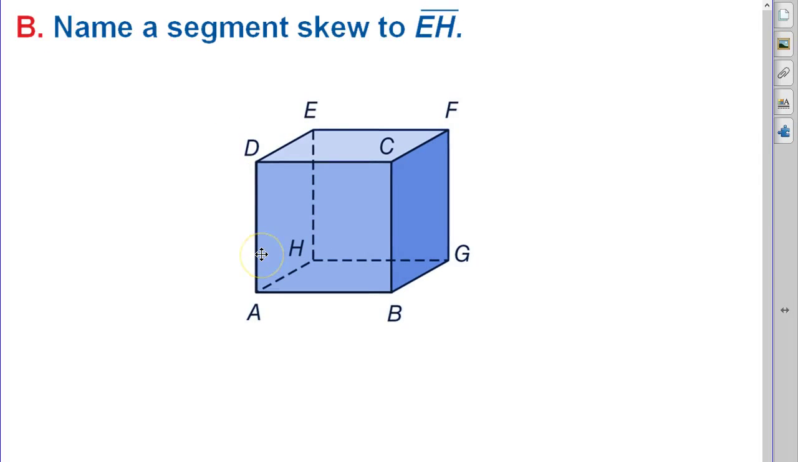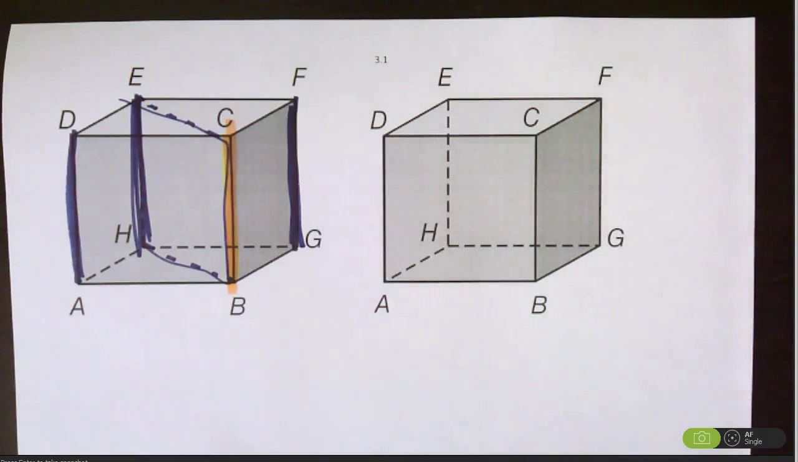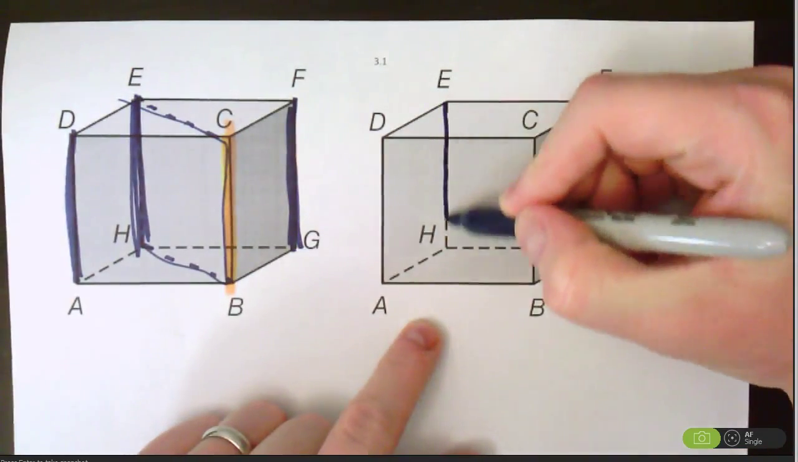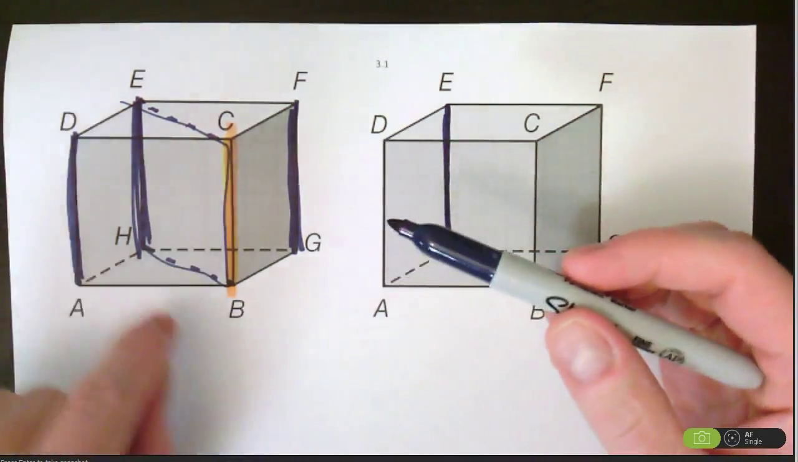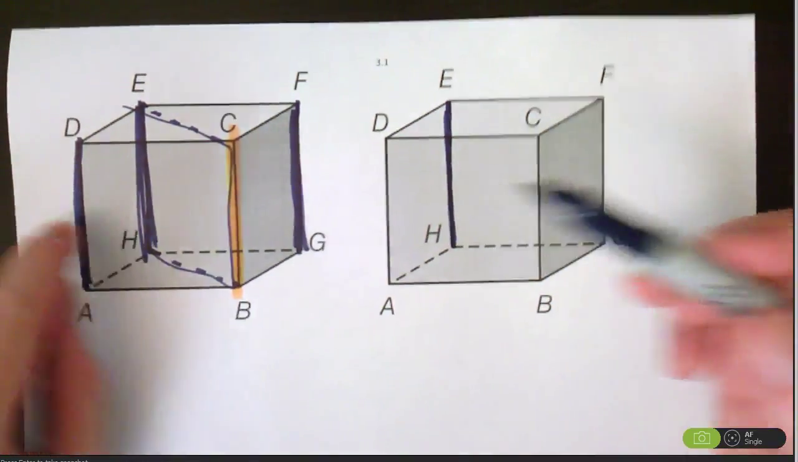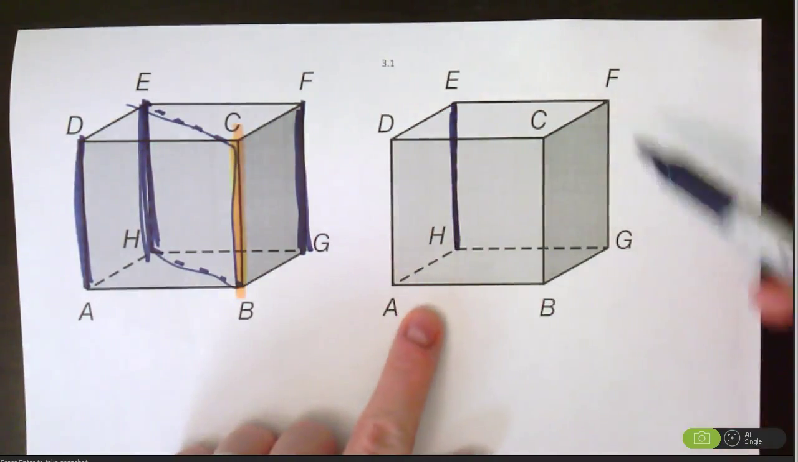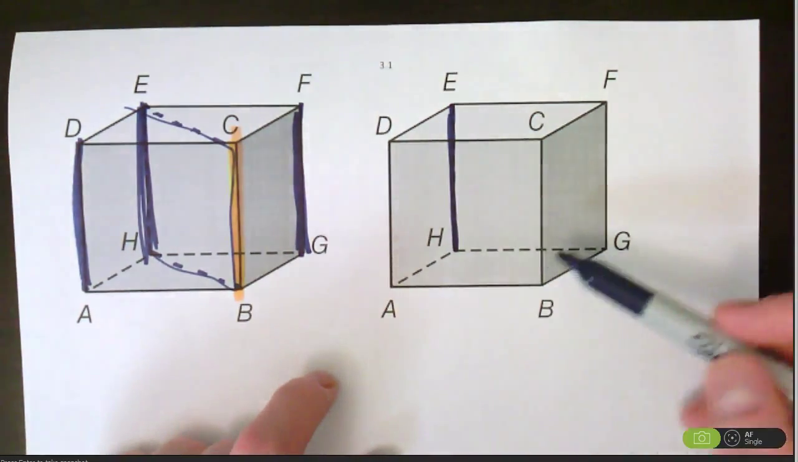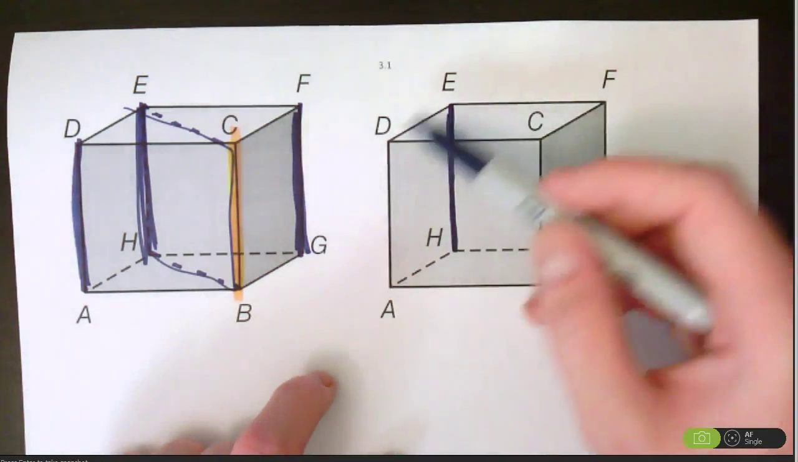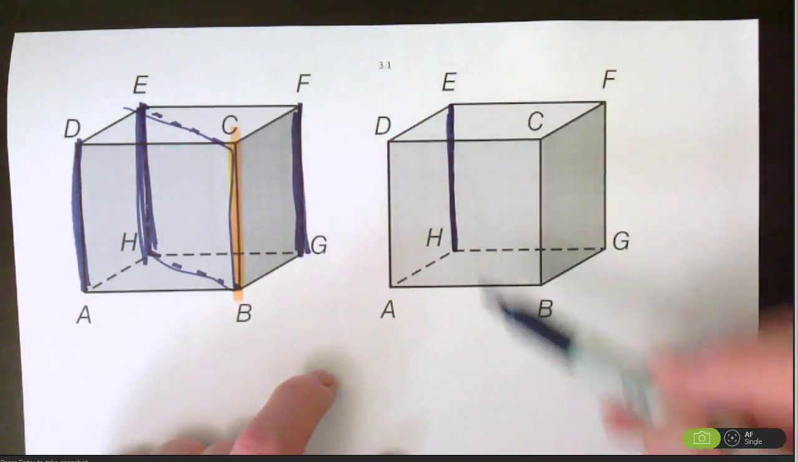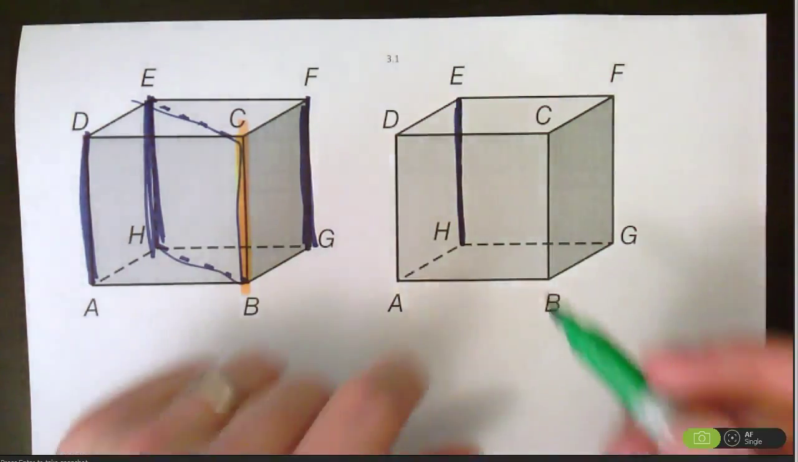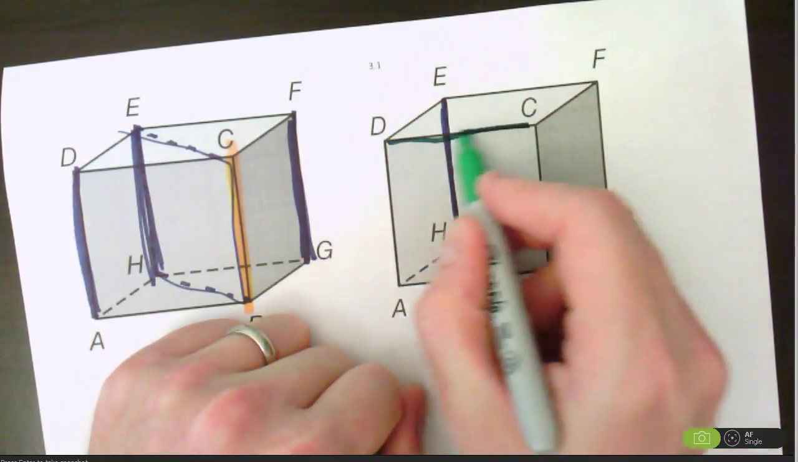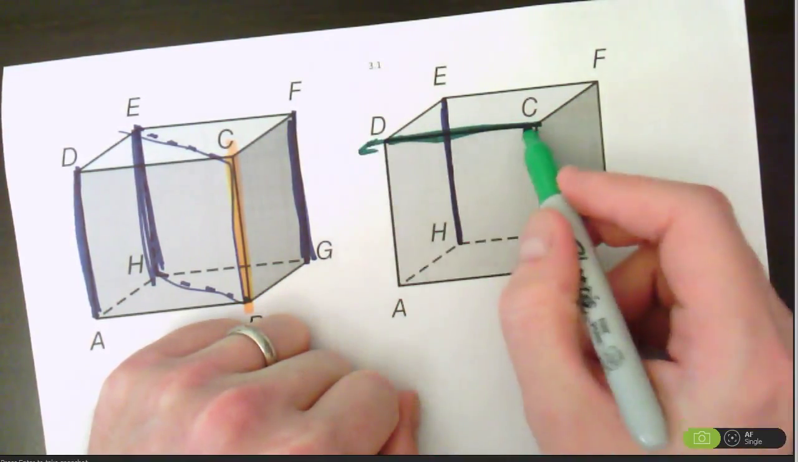Example B, name a segment skew to EH. Okay, so I have to go back to the drawing for that. EH is this one over here in the back. Now I know that all these vertical ones, if you think of it going up this way, are all parallel to it. So it can't be any of those other three, DA, BC, or FG. And then AH and HG intersect, and EF and ED intersect because they meet at E and H. So our skew segments are really any segments here that go in opposite directions.